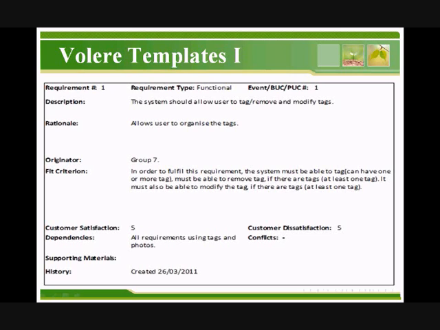One thing to note in our completion of the Volere templates was that we were unsure of the requirement number, requirement type, event number, and the supporting materials. For adding, modifying, and removing tags, we believed customer satisfaction and dissatisfaction were both 5, as it is very critical to a user. They would be highly upset, maybe even outraged, if the option was not available, but if it was, they would be happy and probably thankful for time not wasted.